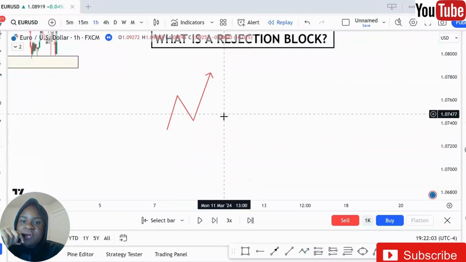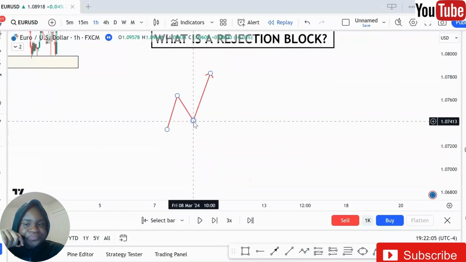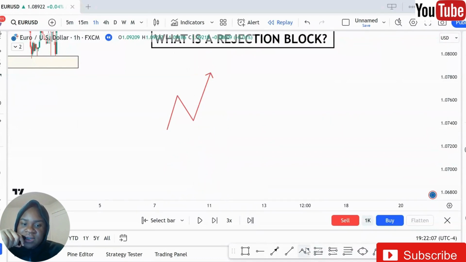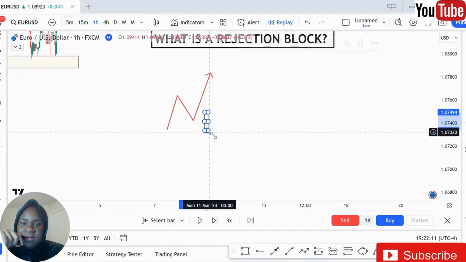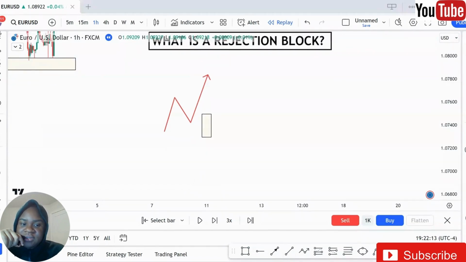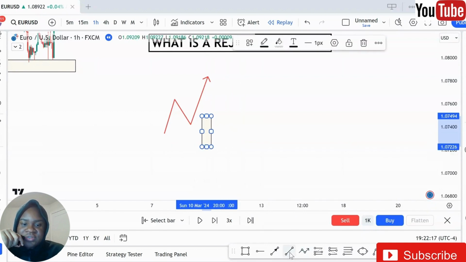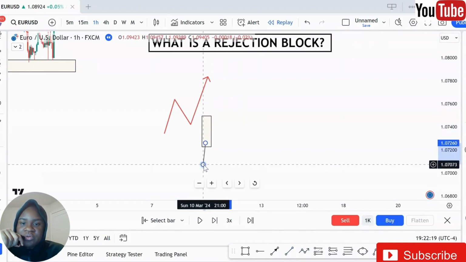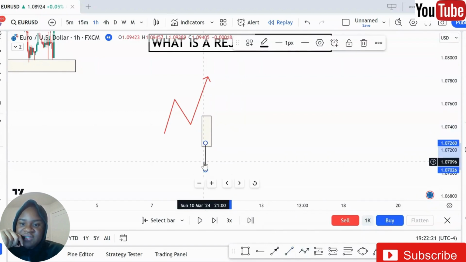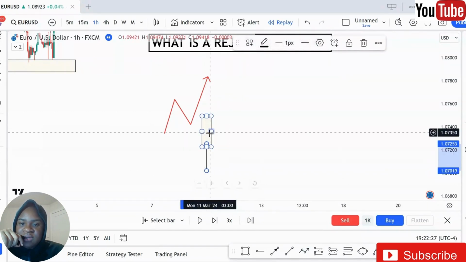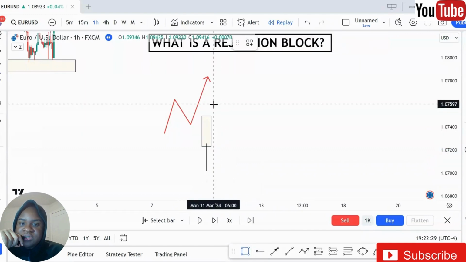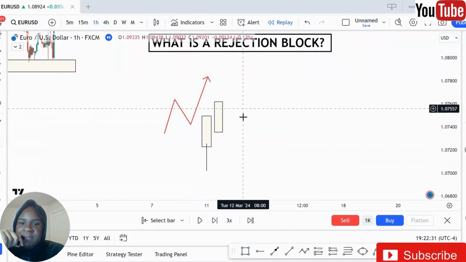Now, a rejection block is the candle that has the longest wick. You see a body of a candle like this here, like a swing point, and you see a very long wick that will just come down here. Many of you have seen that kind of thing before in your charts, like an impulsive move. You see a very long candle just come down there. The market will now continue in its direction like this, and the market continues.